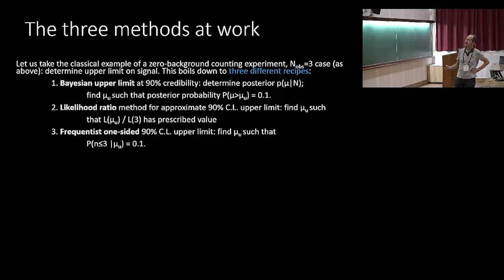The likelihood ratio method will find the upper limit such that the ratio of likelihoods or the difference of log likelihoods has the value that corresponds to that. And instead, the frequentist one-sided confidence level, we saw that we computed, in fact, that we integrate the probability in the critical region, in the region of interest, if you want: what is the probability that it is less than three events given mu up, and you find mu up such that this probability is 0.1.